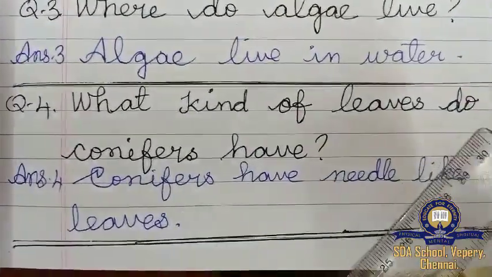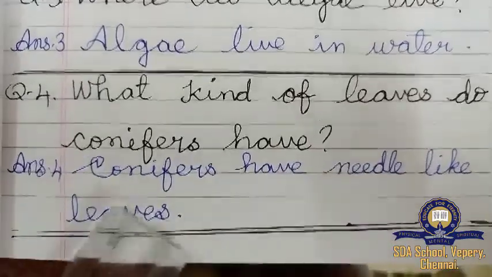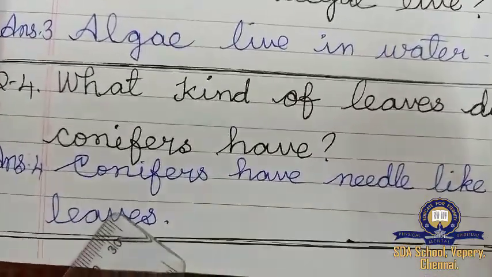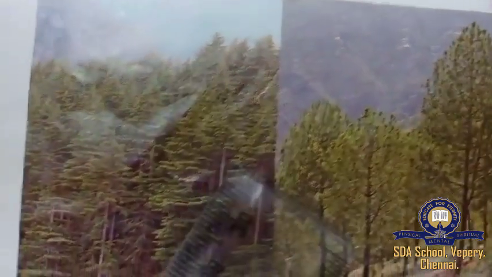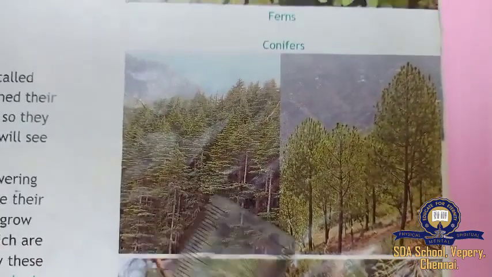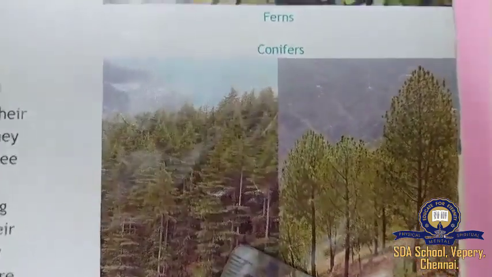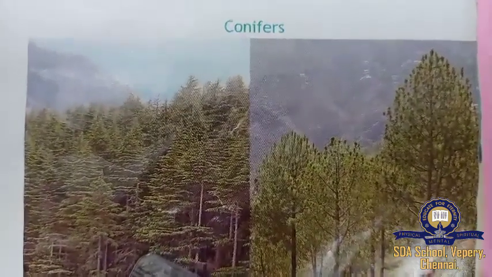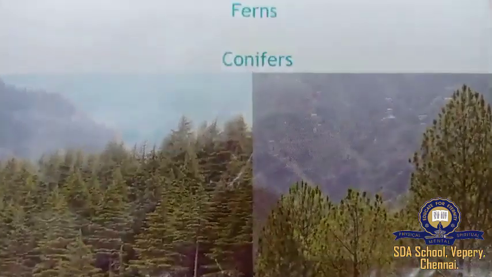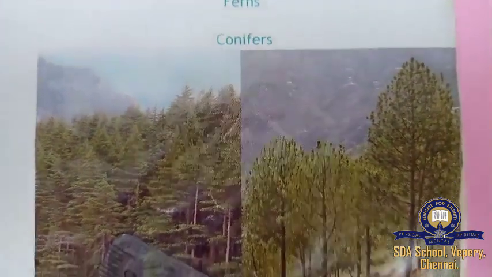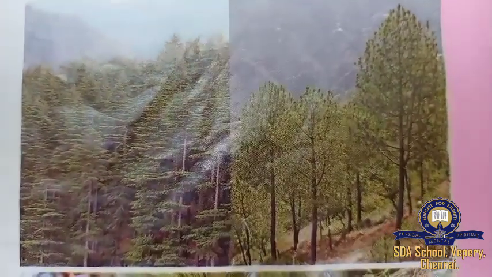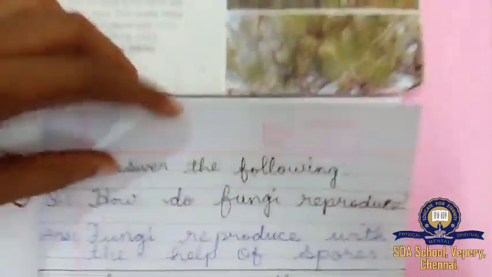Next question is, what kind of leaves do conifers have? Conifers have needle-like leaves. In Tamil we say ஊசி இலை. In the mountainous region, you can see trees whose leaves are like needles. So conifers have needle-like leaves. Needle, N-E-E-D-L-E, needle-like leaves.